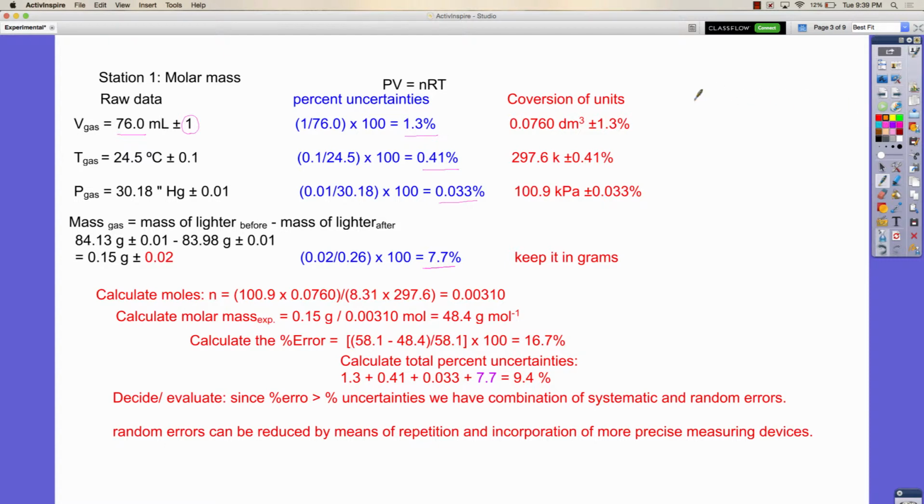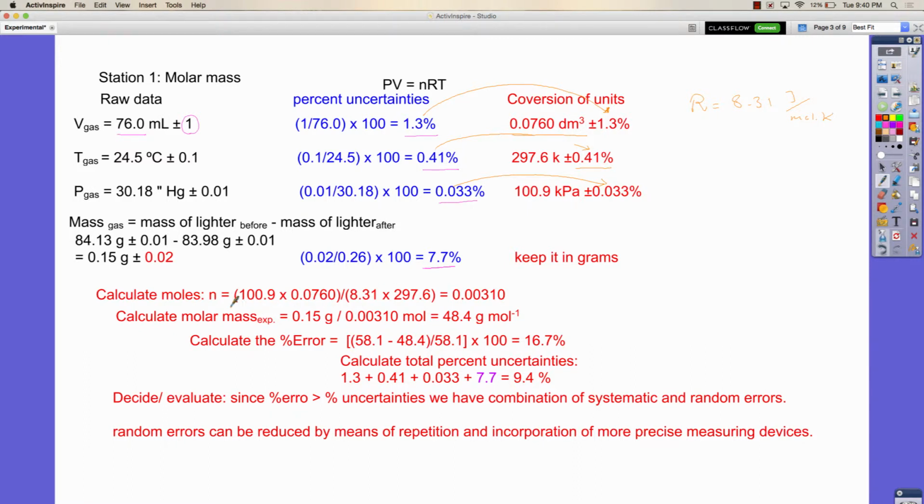Then the next thing is to convert units, in order to be able to use my gas constant, 8.31 joules per mole per Kelvin. So I'm going to convert my milliliters to decimeter cubed or liters, but the absolute uncertainty stays as the original, as the measured one. I convert my Celsius to Kelvin, and I keep the absolute uncertainty as it was. I convert inches of mercury to kilopascals, and I keep the absolute uncertainty as is. Grams, you don't need to do anything.